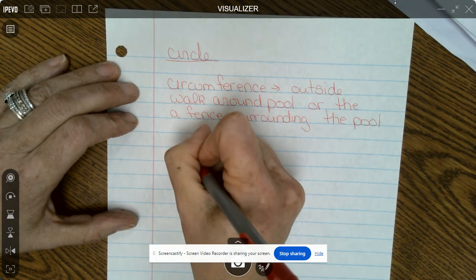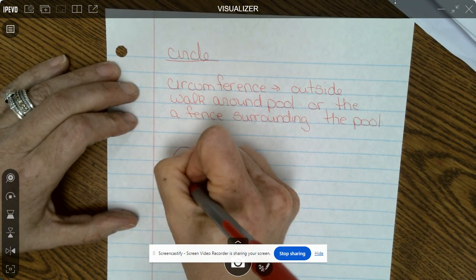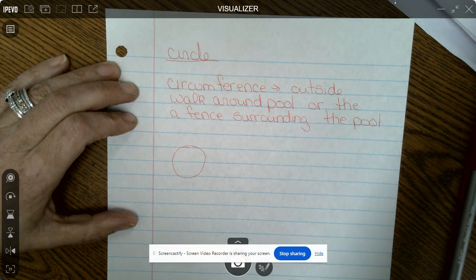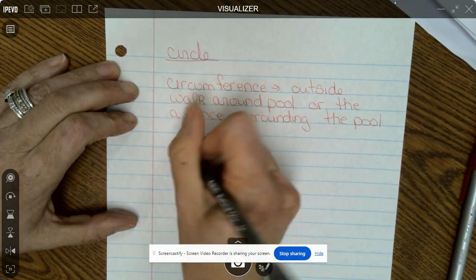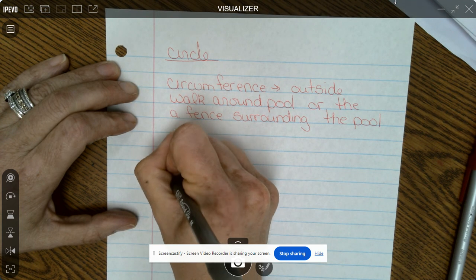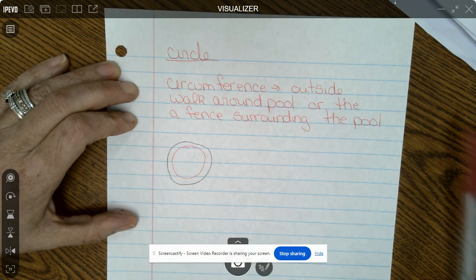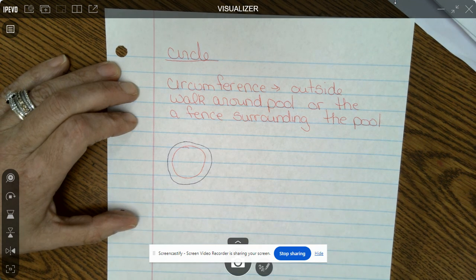All right, so if this is my pool around here, the circumference is simply if you were walking around the outside of your pool. It's not covering the pool, it's just simply walking around the pool. And that's pretty much what you're looking for, like a distance.